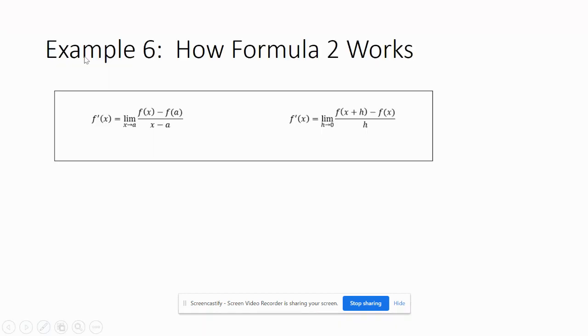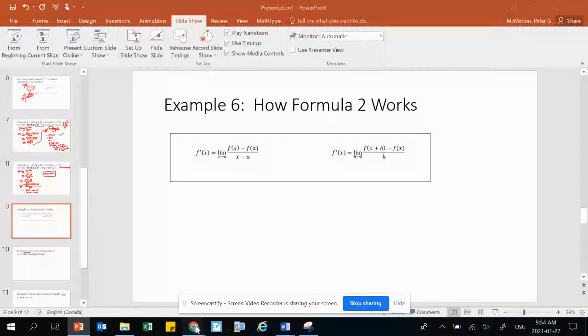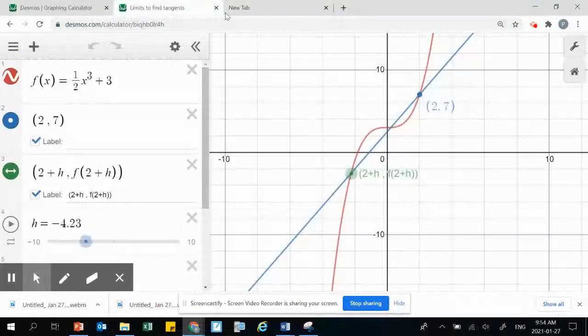All right, so example 6, we're talking about formula 2, which is this guy over here. Okay, so I'm going to show you how this one works and then show you a few examples of how this guy works, okay? All right, so f prime of x equals the limit as h approaches 0 of f of x plus h minus f of x over h. So I'm just going to show you where this guy comes from. I'm going to show you in Desmos for this guy again.